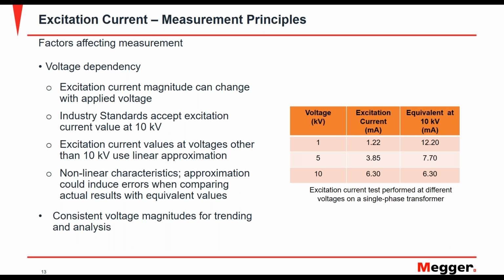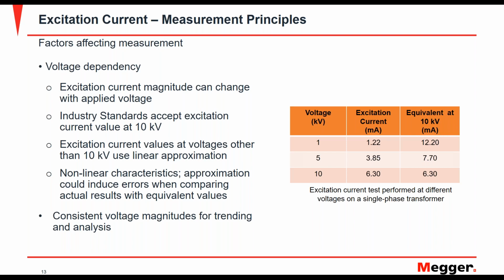Now, there could be situations where the 10 kV voltage is not achievable, or the transformer might have a rating that's not as high as 10 kV. In those cases, a linear approximation is used to determine a 10 kV equivalent value. So you might have a test performed at 5 kV but then an equivalency using linear approximation is made, and you get an equivalent value for 10 kV.